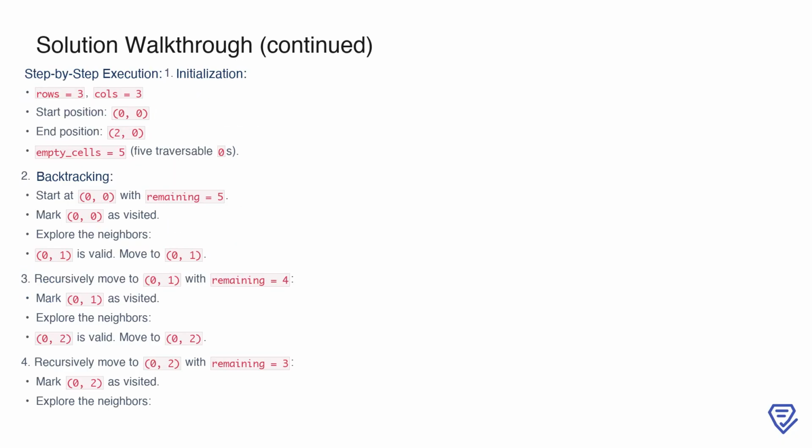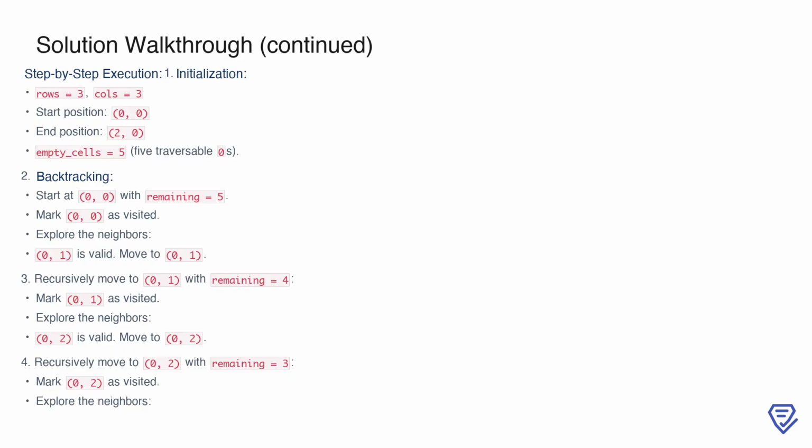In our second example, the grid has an input of 1000-10200. Here, we have a 3x3 grid with the start position at 0, 0, and the end position at 2, 0. There are 5 traversable empty cells, so empty_cells equals 5. Using backtracking, we start at 0, 0, mark it as visited, and explore its neighbors. The valid neighbor is 0, 1, so we move there, reducing remaining to 4. At 0, 1, we mark it as visited and explore its neighbors. The valid neighbor is 0, 2, so we move to 0, 2, with remaining now becoming 3.